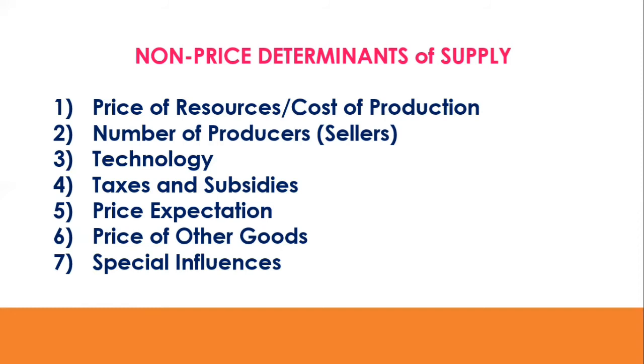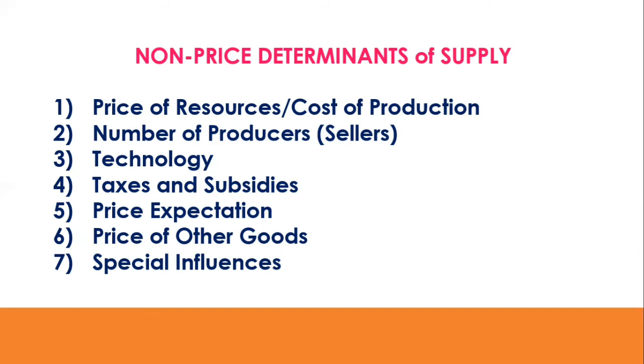And for price expectation, this is considered as one of the non-price determinants of supply because if producers expect prices to rise very soon, then they usually keep their goods and release them in the market when the prices are already high. Now, this creates artificial shortage due to hoarding.